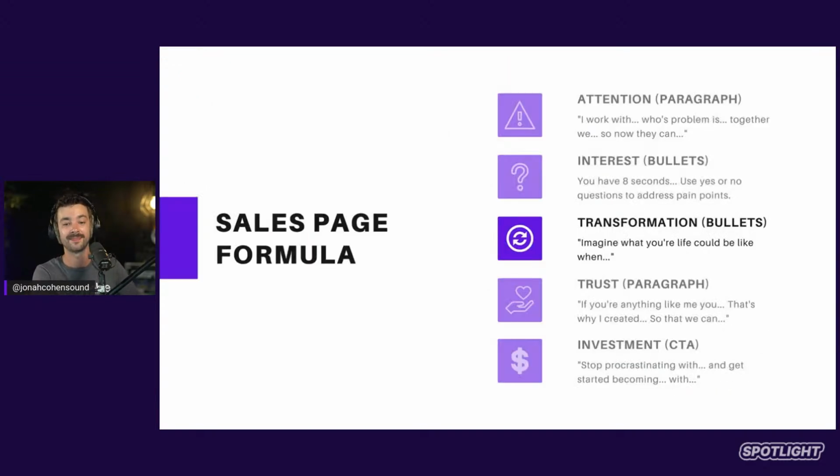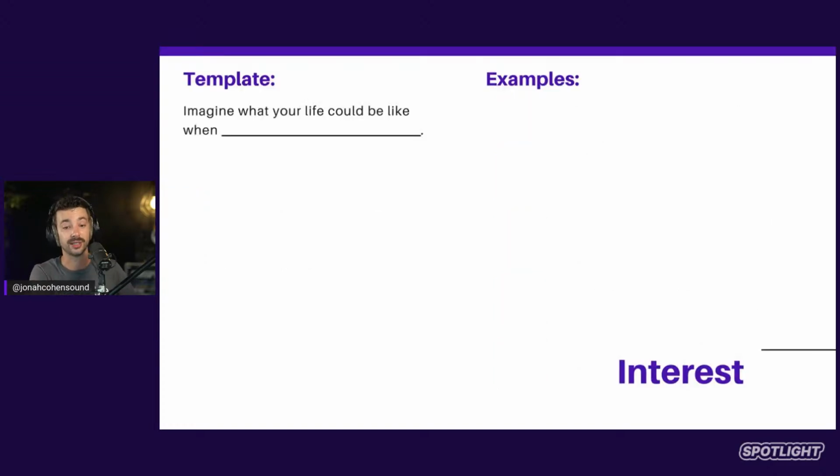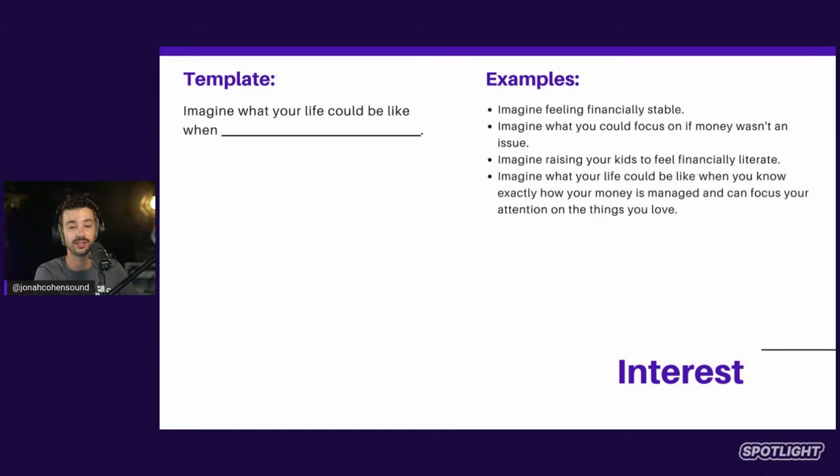Next, we get to the transformation. Now we're going to address those pain points with imagine statements. Imagine what your life could be like. Imagine what your business could be like when the transformation is achieved. So, imagine feeling financially stable. Imagine what you could focus on if money wasn't an issue. Imagine raising your kids to feel financially literate. Imagine what your life could be like when you know exactly how your money is managed and can focus your attention on the things you love.